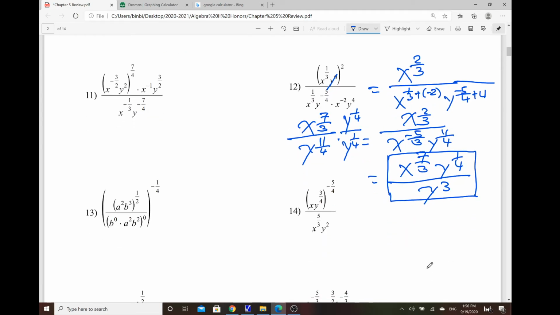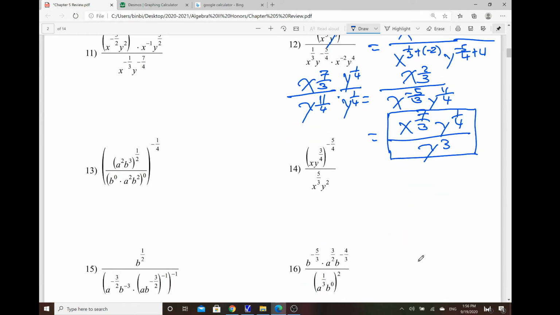Now, what about number 14? That one is quite similar. The first thing you want to do, since it's a negative exponent, is bring this one all the way down to the bottom. So eventually this one is written as 1 over x times y to the power of 3/4, the whole quantity to the power of 5/4.